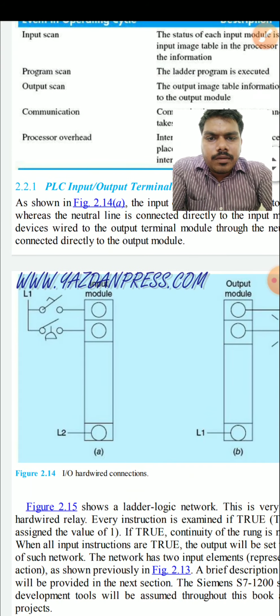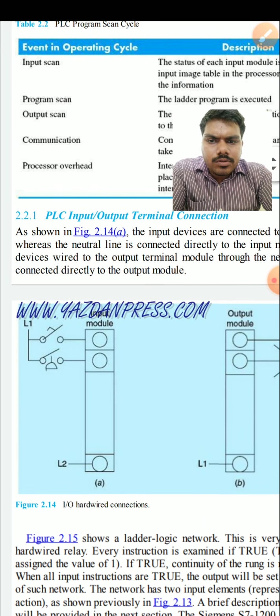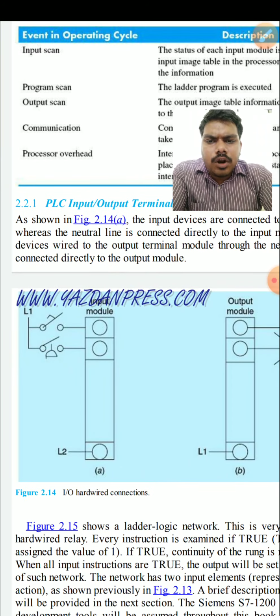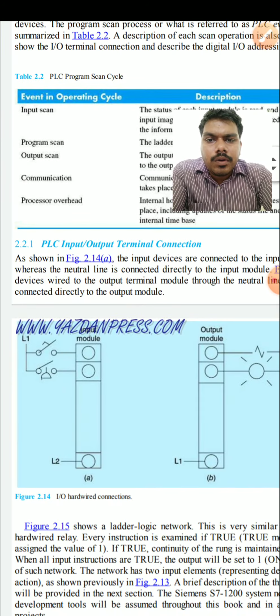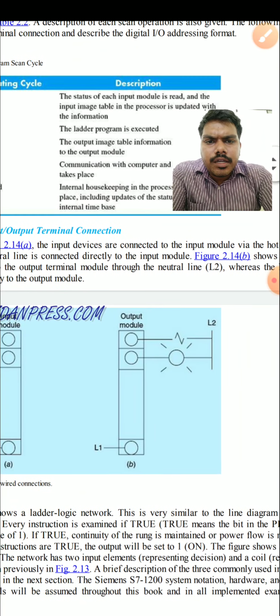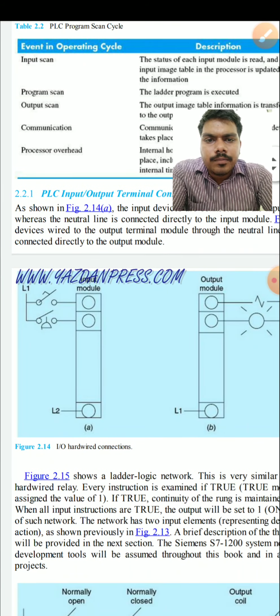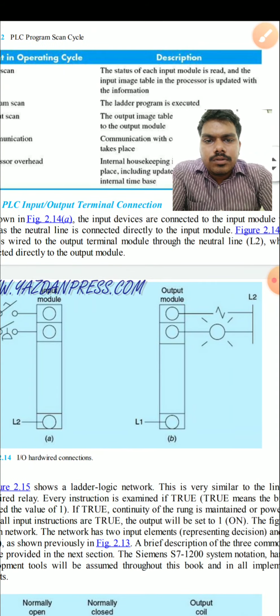See this diagram. L1 and L2 are shown, figure A, an input output hardwired diagram. The input module is shown and the output module is shown in B. L1 is called the hot line, L2 is the neutral line. The input devices are connected to the input module via the hot line L1, whereas the neutral line L2 is directly connected to the input. So these are the inputs.